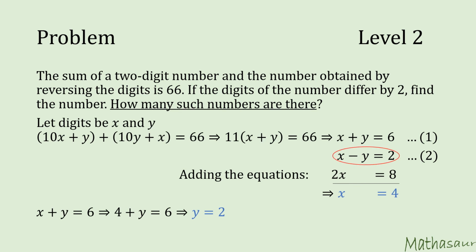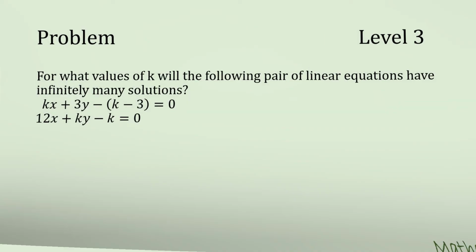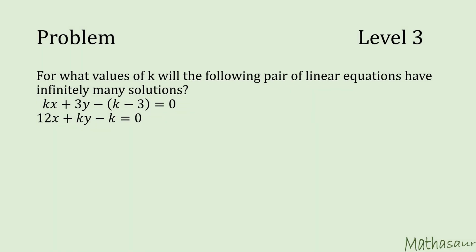What if we had used y minus x equals 2? Well, the values for x and y would have interchanged. So there are two values possible for this number. For the values of x and y that we have solved, the number would be 42. But if we took y minus x equals 2 as the second equation, then we would get the number 24. So the possible numbers are 42 and 24. Let us look at another problem.